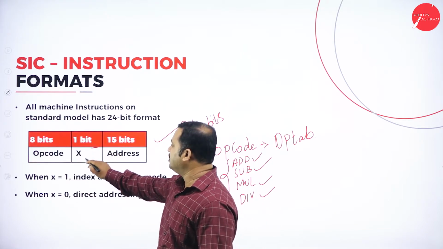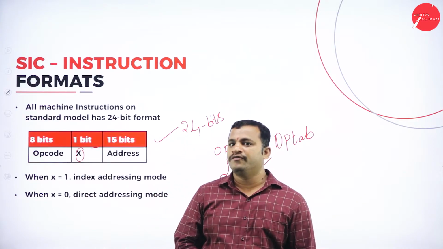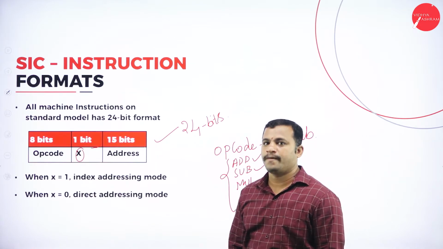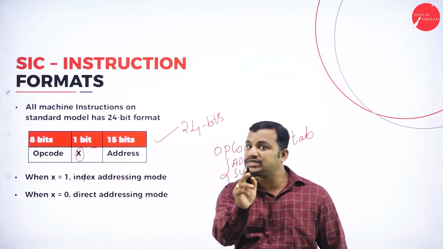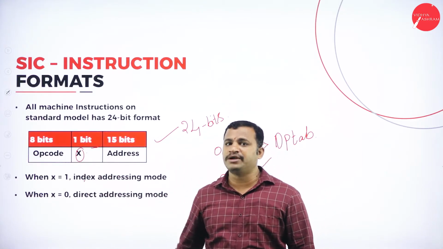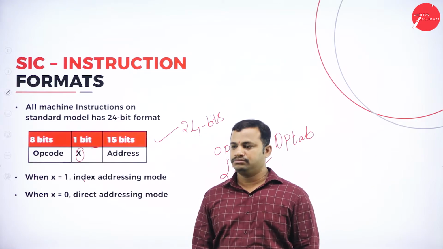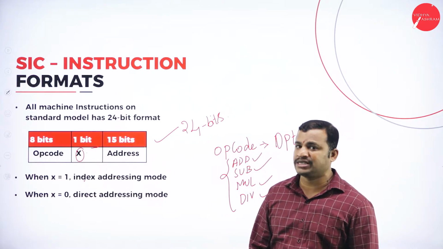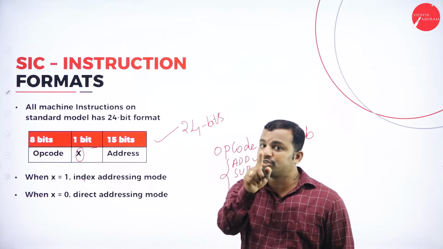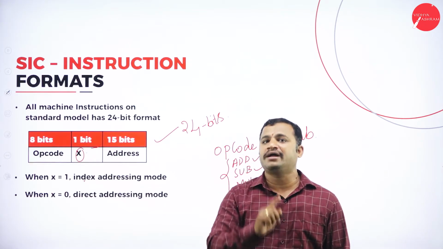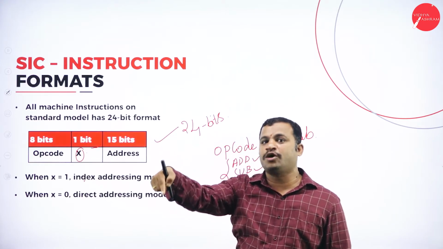Then the next 1 bit is of type x. What is the meaning of x? When the value of x equals 0, we say that it is direct addressing mode. When the value of x equals 1, we say that it is indexed addressing mode. Then what is the difference between a direct addressing mode and an indexed addressing mode? Let me tell you that. A direct addressing mode is a type of addressing mode that helps you to directly access the memory location. In case of indexed addressing mode, you will not access the memory location directly. Instead, you will access the memory location through the index of that.